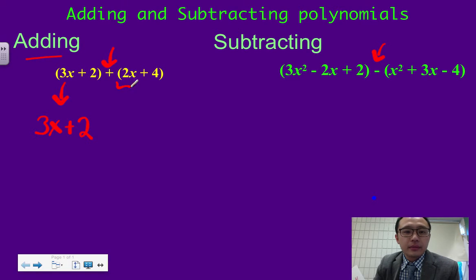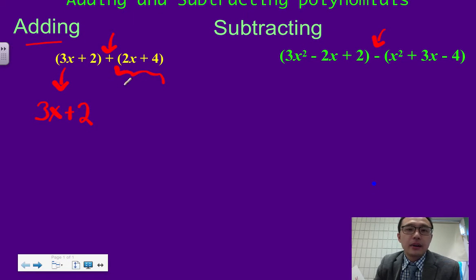And what about this one? Well, since there is a positive sign there, we can just write this exactly the same. So this is going to be positive 2x, and this is going to be positive 4. Okay, so after that, that's exactly the same as combining like terms.